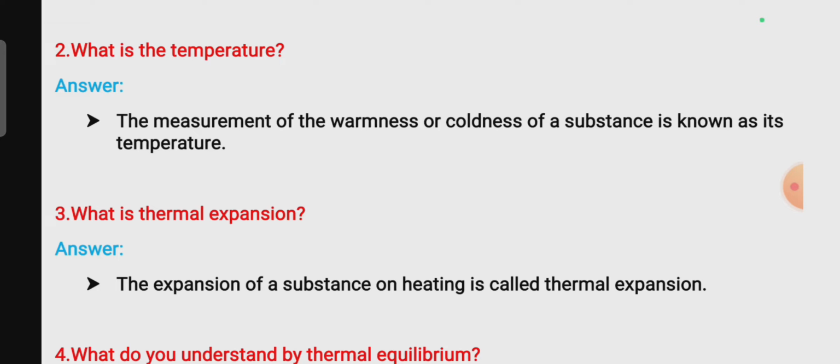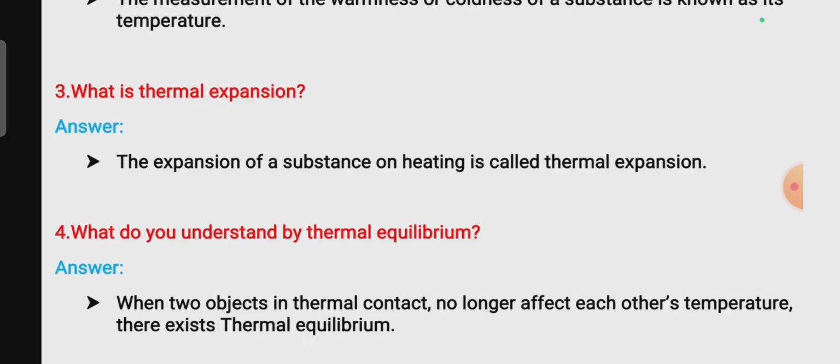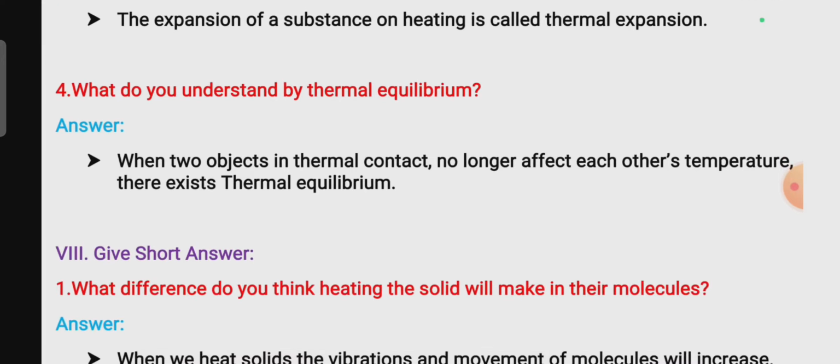Second one, what is temperature? The measurement of the warmness or coldness of a substance is known as its temperature. Third one, what is thermal expansion? The expansion of a substance on heating is called thermal expansion. Fourth one, what do you understand by thermal equilibrium? When two objects in thermal contact no longer affect each other's temperature, there exists thermal equilibrium.